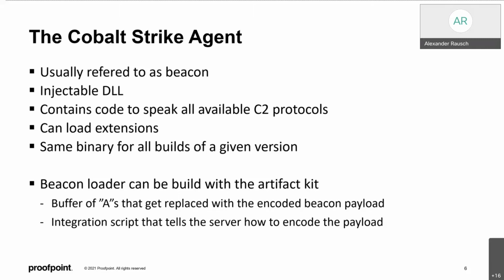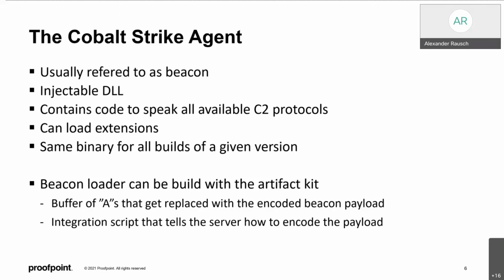The beacon DLL is static for a given build of CobaltStrike. Accordingly, signatures for process memory on the beacon itself are very reliable. I've also mentioned that the artifact kit is there and can be used to customize CobaltStrike droppers. The artifact kit is a collection of source code that can be used to build a template file, in which the encoded CobaltStrike payload is injected.